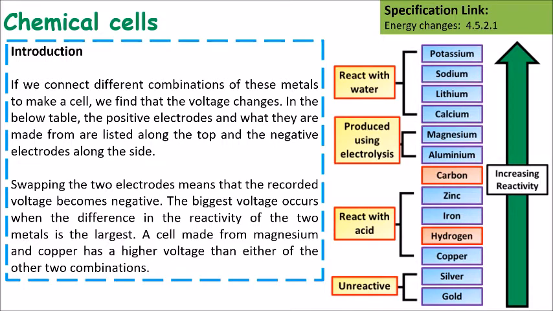The biggest voltage occurs when the difference in the reactivity of the two metals is the largest. So for instance, a cell made from magnesium and copper gives a higher voltage than, say, what you would get from magnesium and aluminium, because the two metals are further apart on the reactivity series.